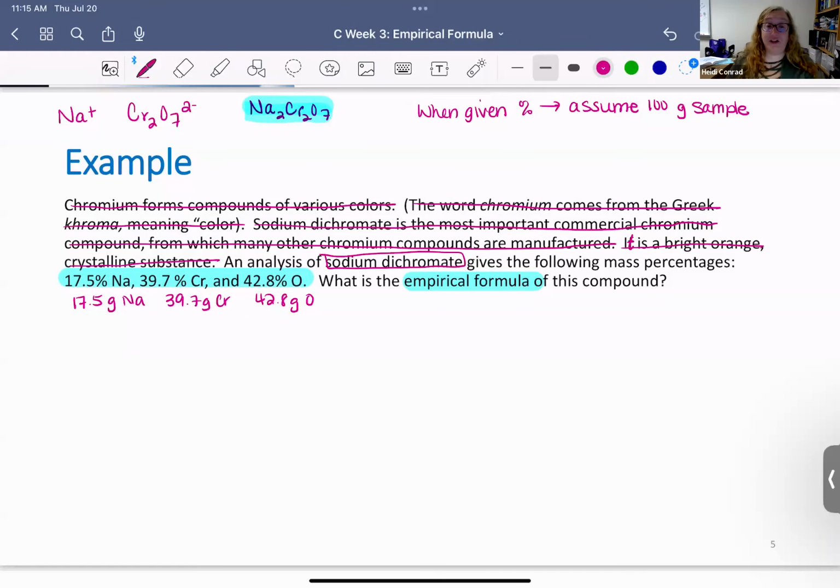Just like before, I'm going to figure out the number of moles of each species. So number of moles of sodium: 17.5 grams of sodium. I look at the table and I see that 1 mole of sodium weighs 22.99 grams, which gives me 0.761 moles of sodium.